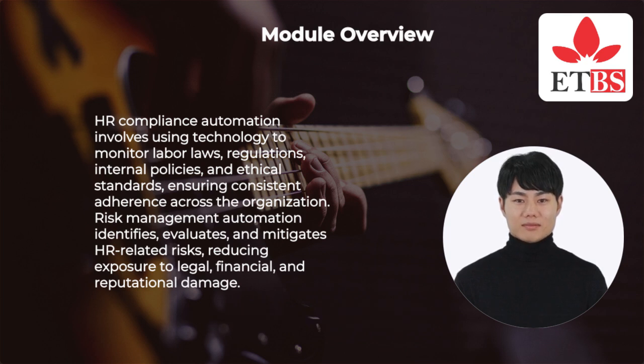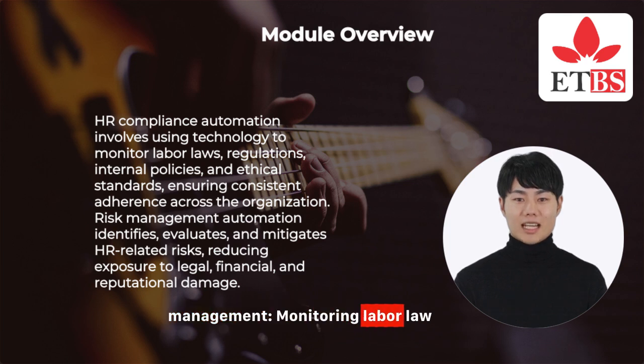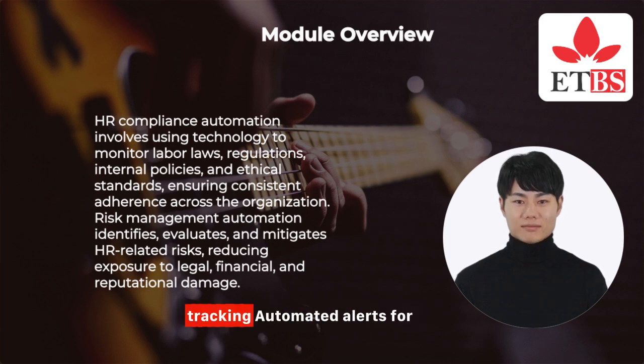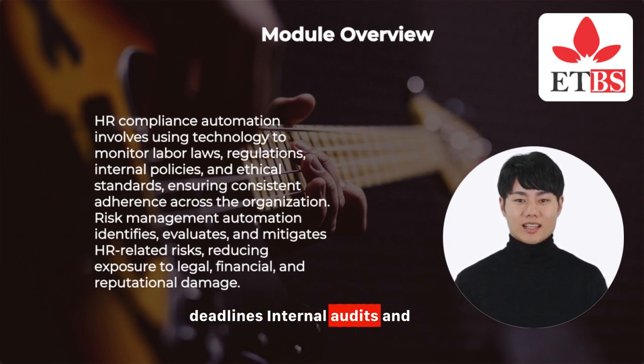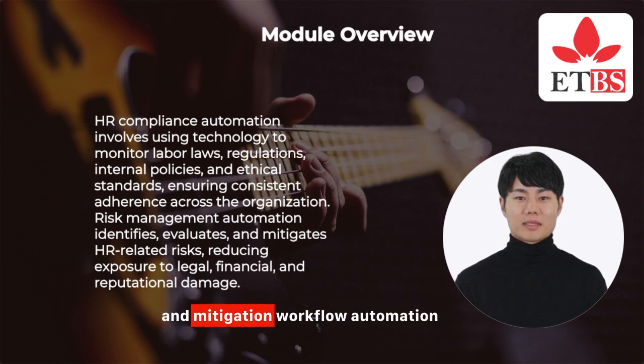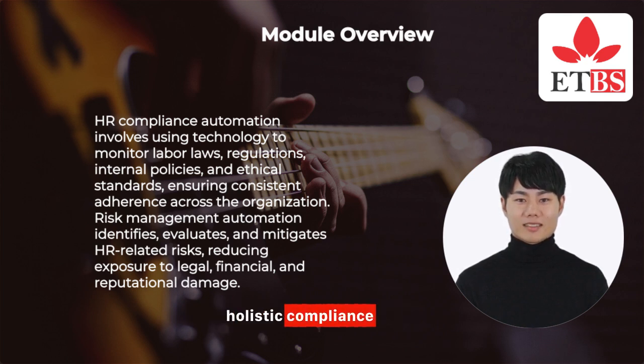Key areas for automation in compliance and risk management: monitoring labor law changes and statutory requirements, employee contracts, agreements, and legal documentation management, health, safety, and workplace compliance tracking, automated alerts for policy violations, certifications, and deadlines, internal audits and reporting automation, risk assessment and mitigation workflow automation, integration with HRIS, payroll, and benefit systems for holistic compliance.